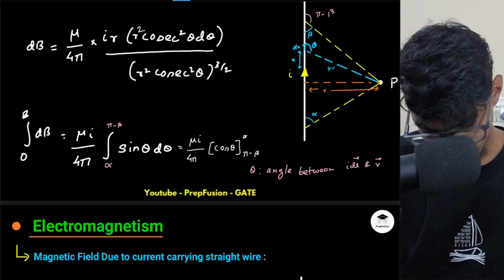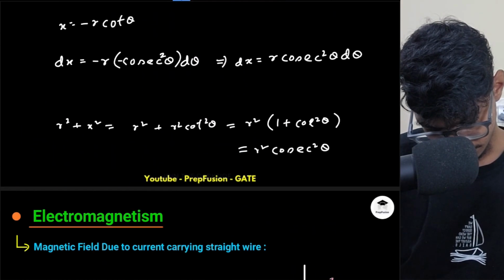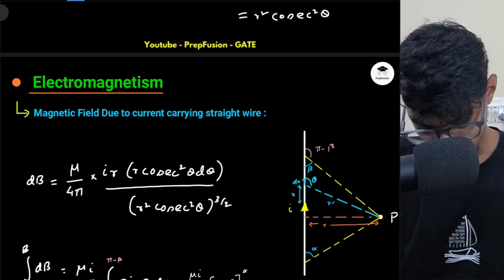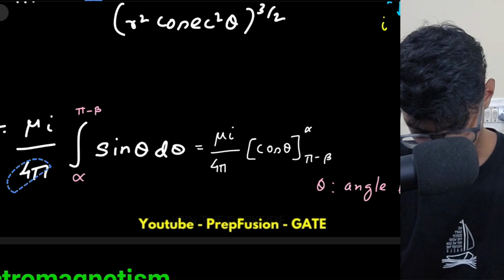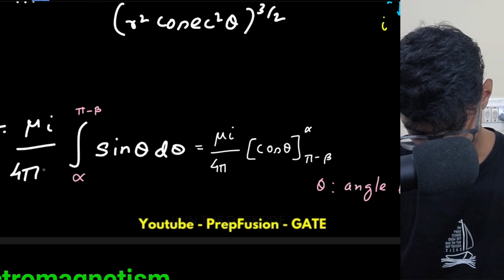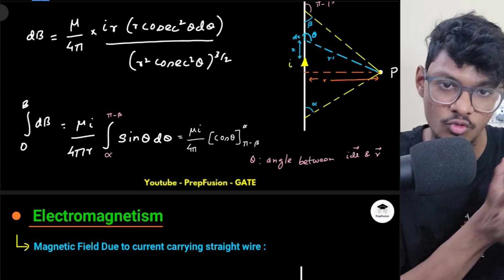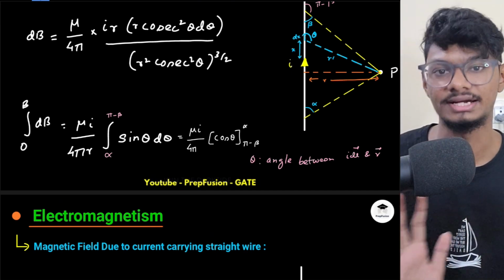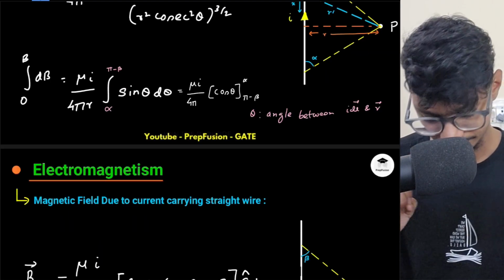Did I miss anything here? This is r, just hold on a second. Sorry, this won't be r square actually, this will be simply r only. So there will be an r at the bottom. I missed that. That makes sense as well. As I move further away from the wire, the magnetic field intensity should reduce, and that is exactly what is happening over here, right? The magnetic field intensity is reducing.